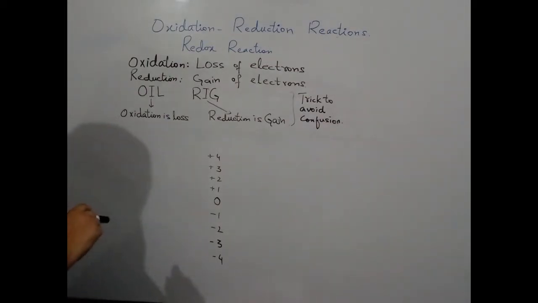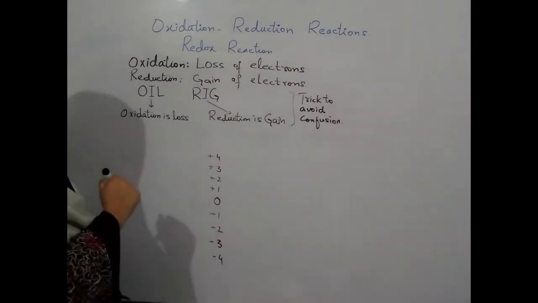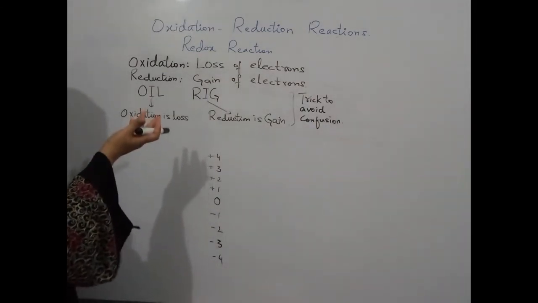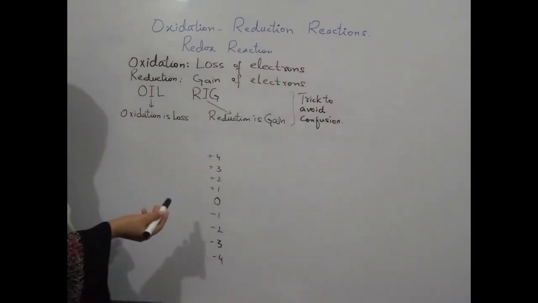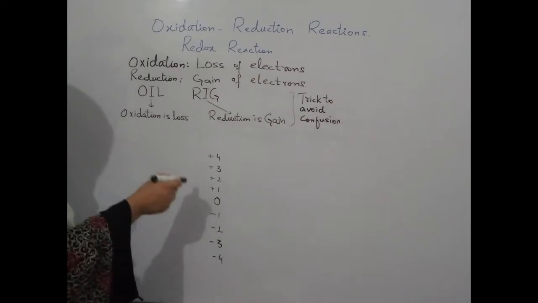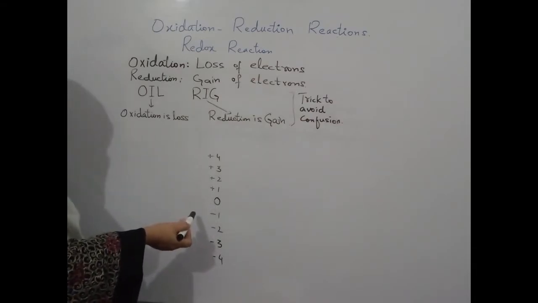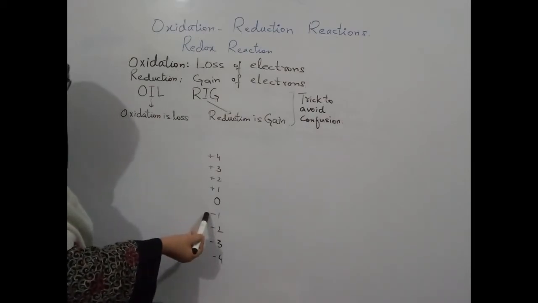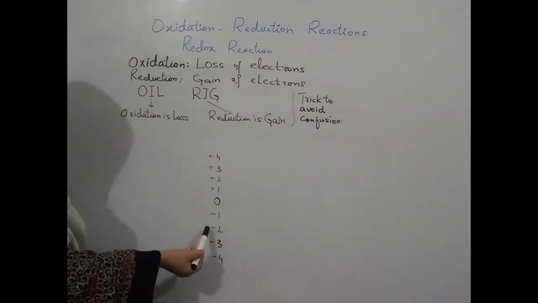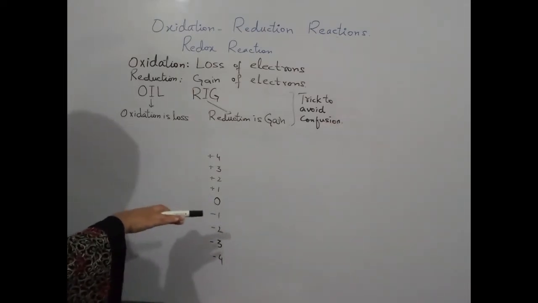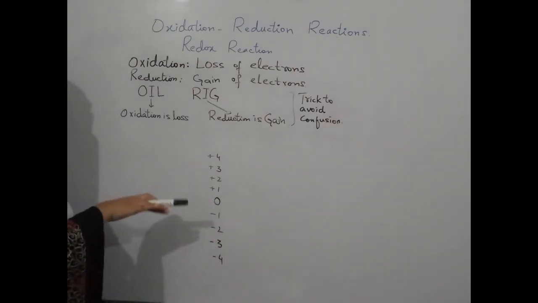Actually, in reduction there is gain of electrons. When we add electrons, the negative charge is increasing. When we add one electron, it becomes negative 1. One more electron, negative 2. As the charge is decreasing, that's why we call it reduction.